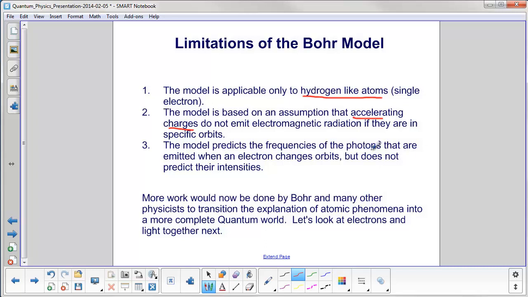Also, the model did a great job of predicting the frequencies of the photons that are emitted when electrons change orbits, but it does not predict their intensities. Bohr, of course, kept doing work on his model. Many other physicists joined in, and this all helped transition the explanation of the atomic phenomena into a more complete quantum world. Let's look at electrons and light together next.